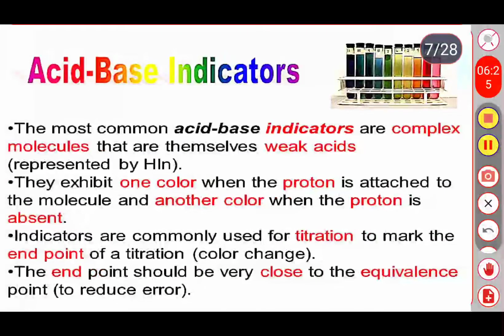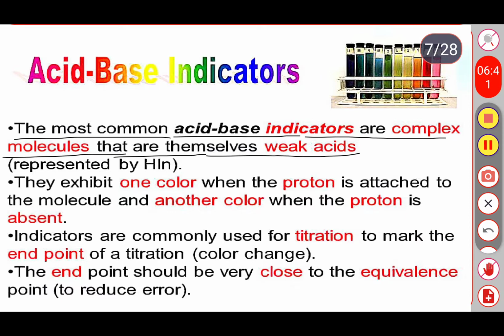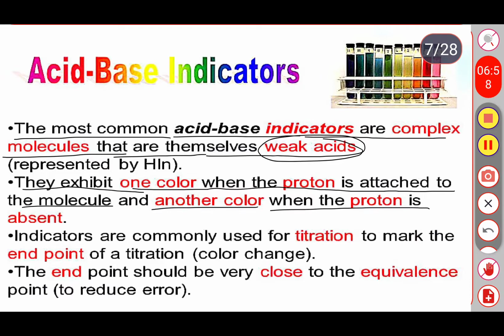Next one, the most common acid base indicators are complex molecules that are themselves weak acids. So most of the indicators are considered weak acids. They exhibit one color when the proton is attached to the molecule and another color when the proton is absent. It means it shows different colors in different situations, right?